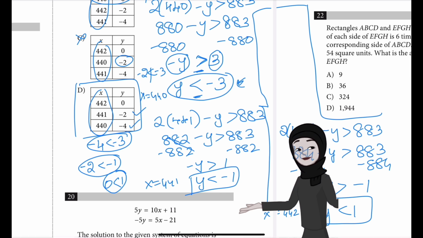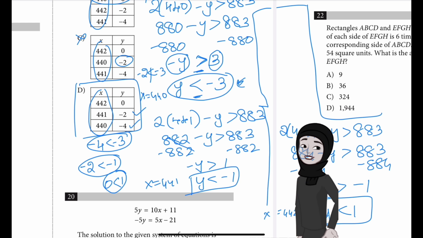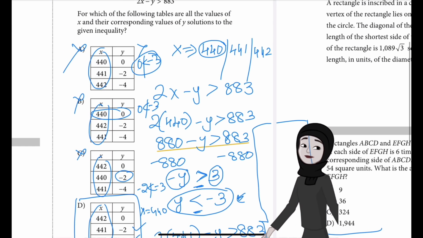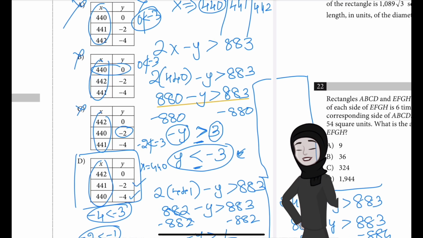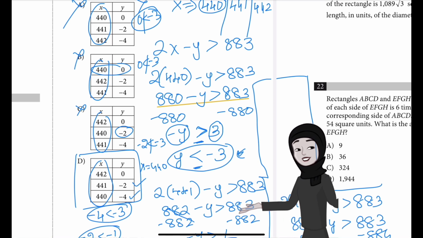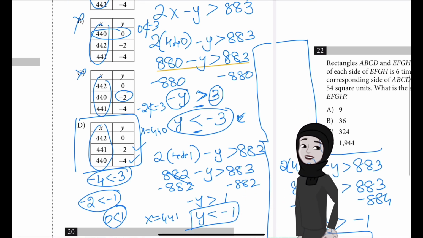So answer choice D gives values of x and their corresponding values of y that are all solutions to the given inequality. Actually, if you want, you can just solve for 440. With that itself, we can eliminate A, B and C and then choose D. But just for more clarity, we have solved for 441 and 442 as well, just to be completely sure of the answer. So I hope that's clear.